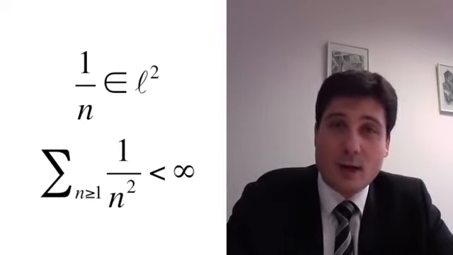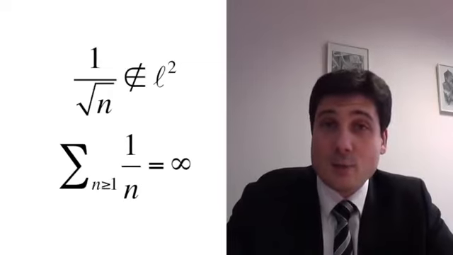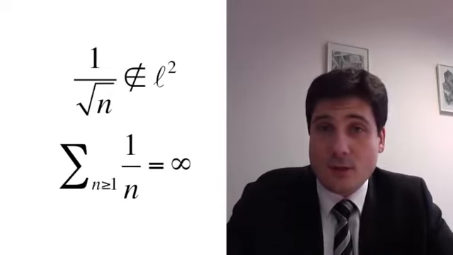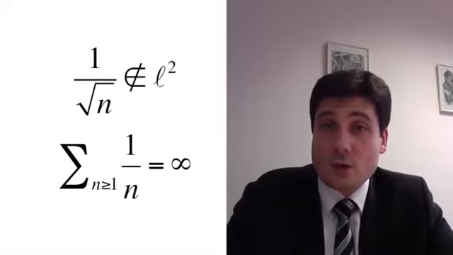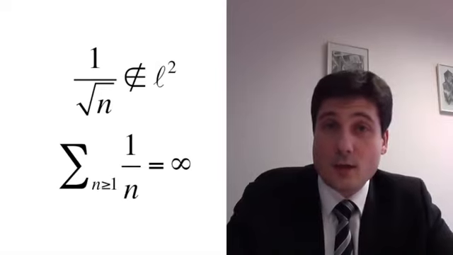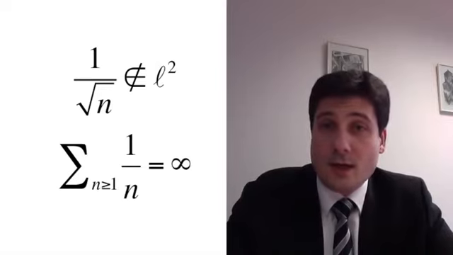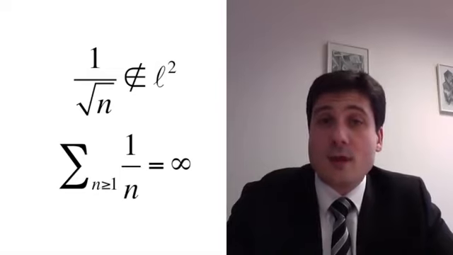If you look, though, at 1 over square root of n, then that would not be an element of l2. Indeed, the sum of these terms squared would not be convergent. 1 over square root of n squared is 1 over n, and the series of 1 over n does not converge. So if you took calculus, you should know about these elements.